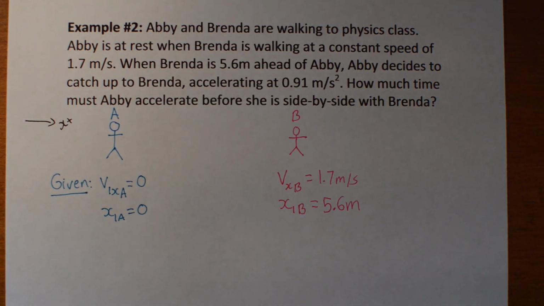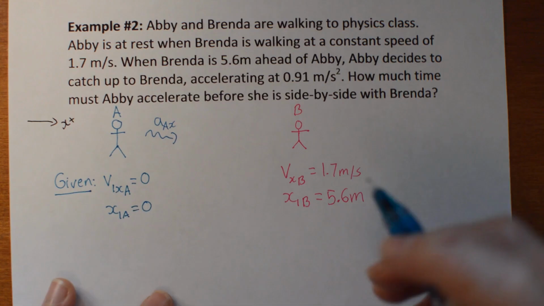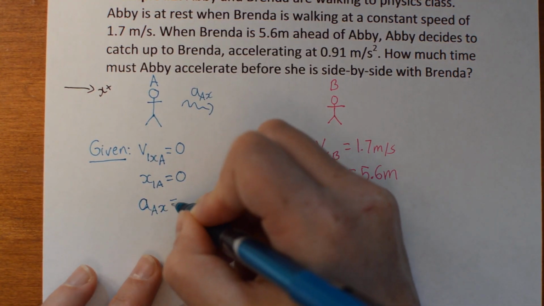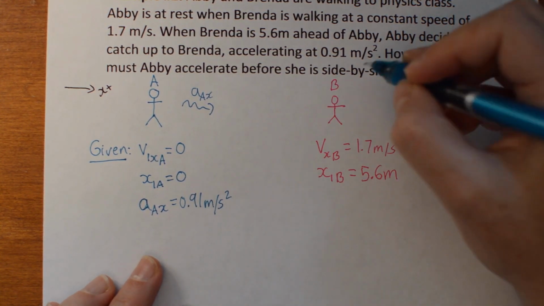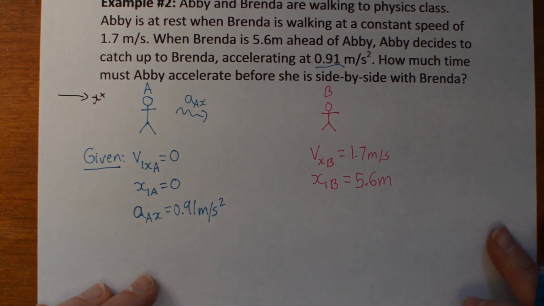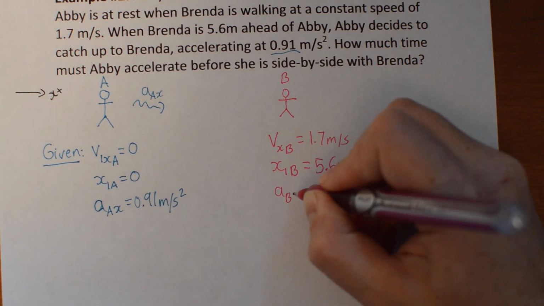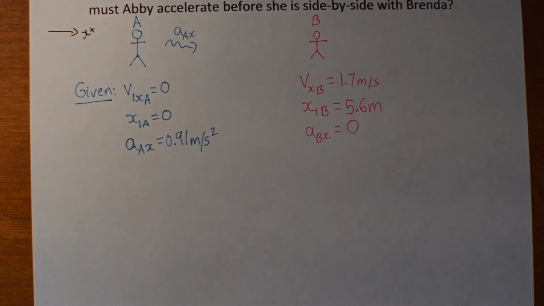All right. Abby decides to catch up to Brenda, so she starts accelerating forward. So she's going to have some acceleration of Abby in the x direction here. And the acceleration, A, of Abby in the x direction is a positive 0.91 meters per second squared. That's this one here. We want to know how long does it take for Abby to be side by side with Brenda. We know one more thing about Brenda, and that's that her acceleration is 0. She's going at constant speed, right? So no acceleration there.